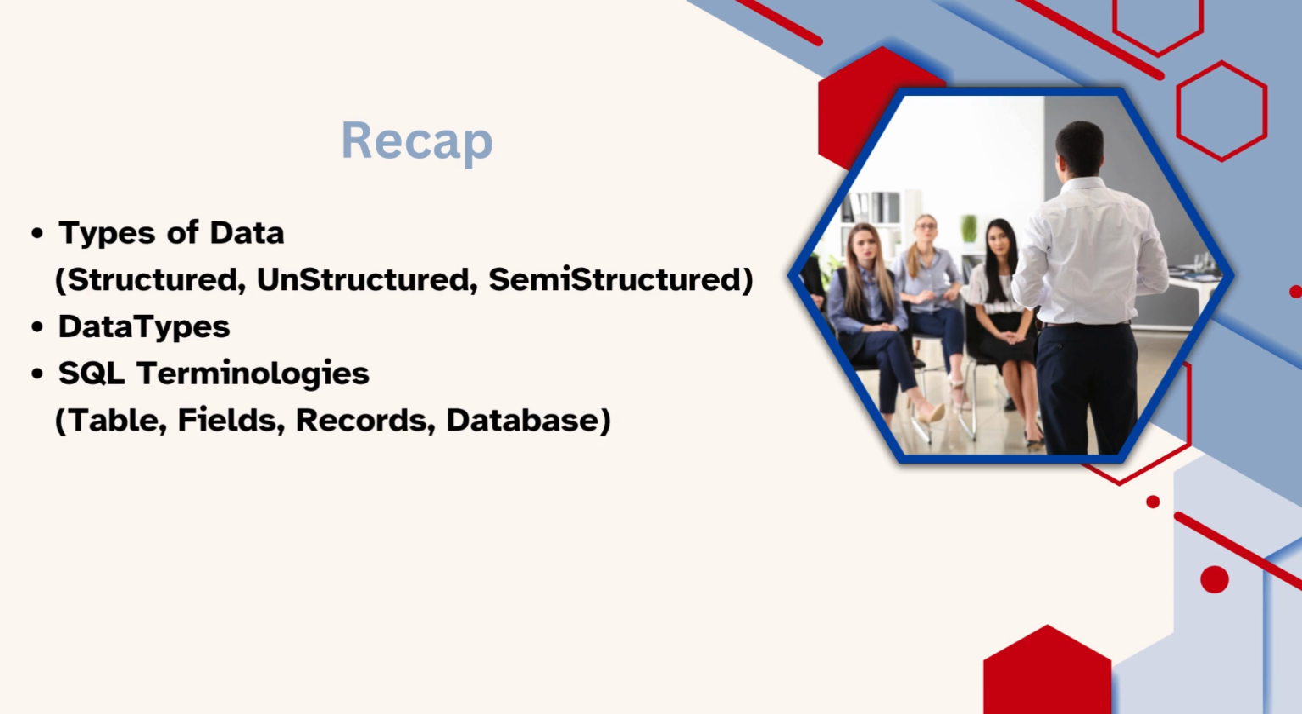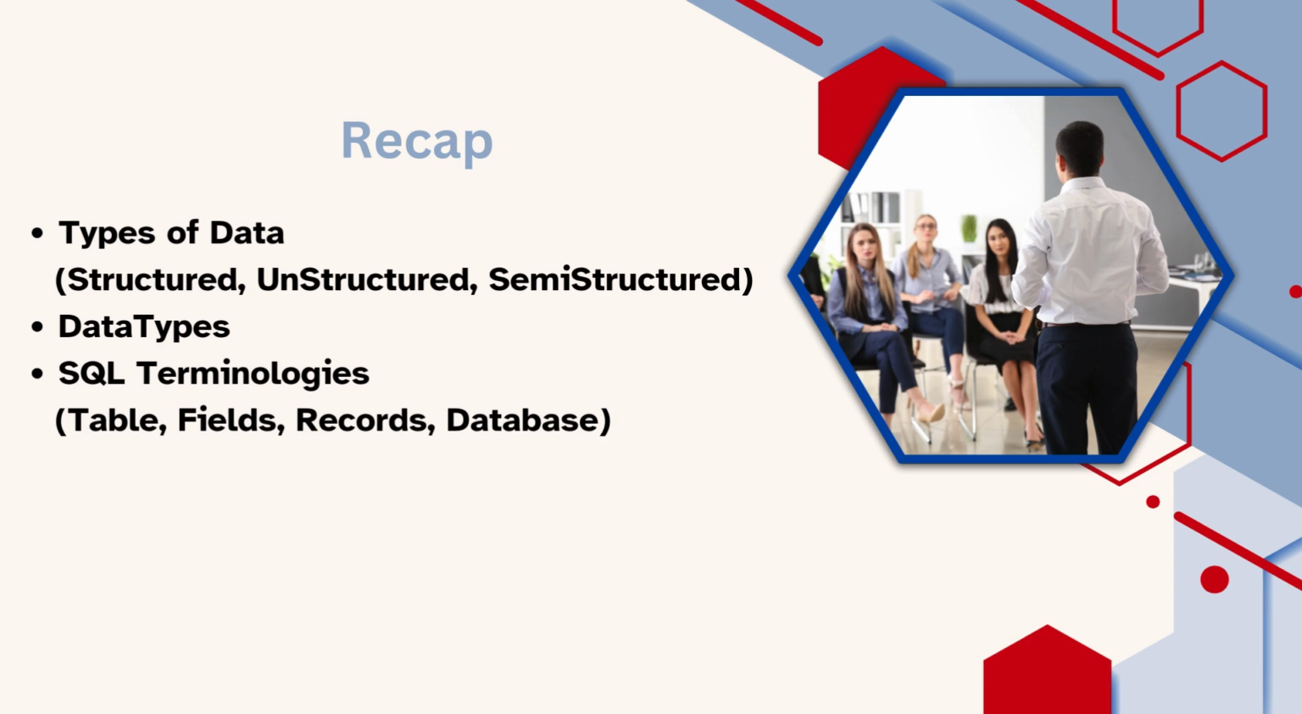In the last session, we learned about the types of data. Data is categorized into three types: structured, unstructured, and semi-structured data. So what is structured data? Structured data is data organized in rows and columns with a specific data type for each column. It's like organizing files in a file cabinet, where each file has a specific type and belongs to a specific folder.